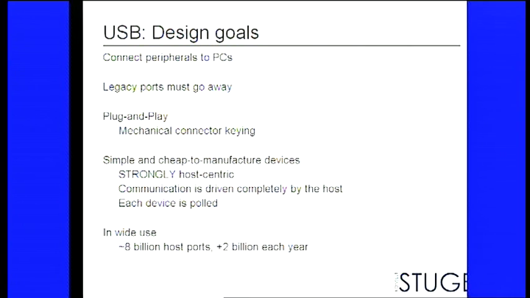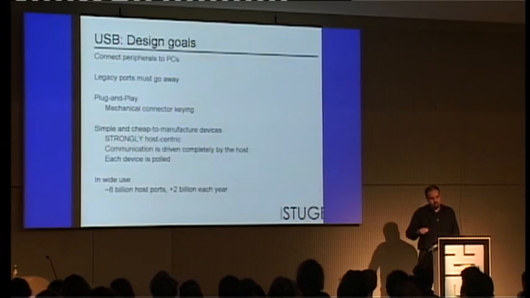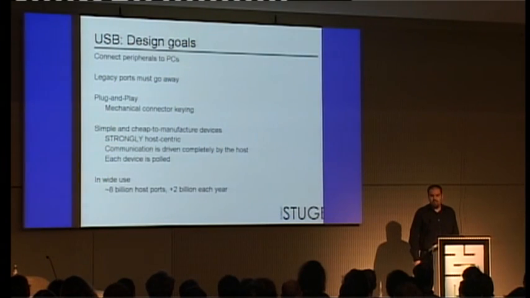Mechanical connector keying is what helps with that. So it's not possible to insert a cable the wrong way, for example. If the cable fits, then you've plugged it in correctly. That's a simple way to make sure that things work easily. Of course, you can turn the connector upside down and try to insert it, and it won't fit, and that's kind of annoying, but hey, they got a lot of things right, I think.